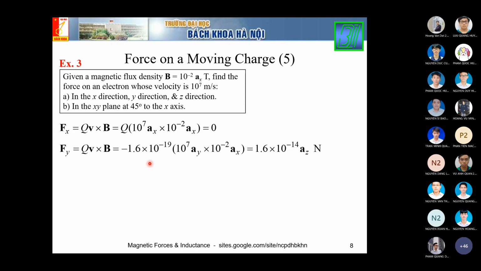For the second case, all we have to do is to change ax here into ay, because the charge is moving alongside the y direction. Now we have to care about the magnitude of the charge. This one is an electron, so the charge of an electron is 1.6 times 10 to the power minus 19. Do not forget that we have to add the minus sign here because this one is an electron. And ay cross ax is minus az.